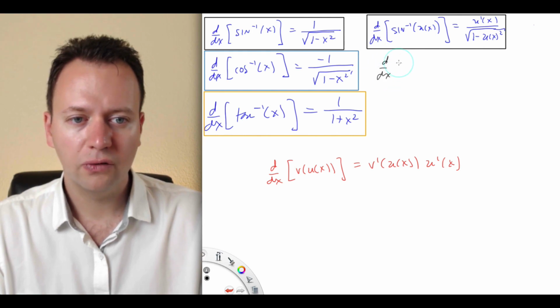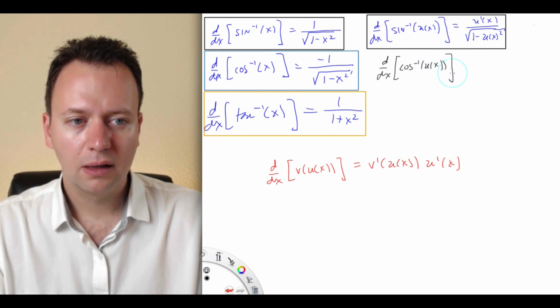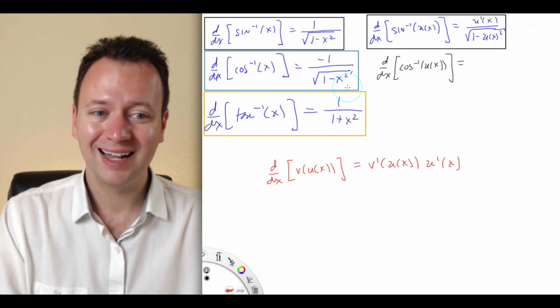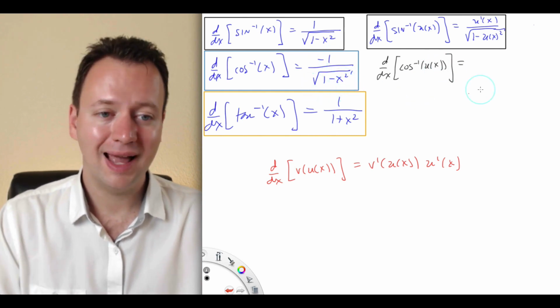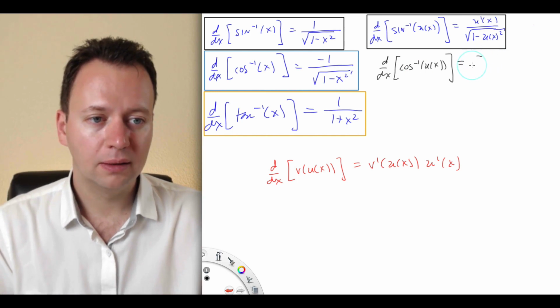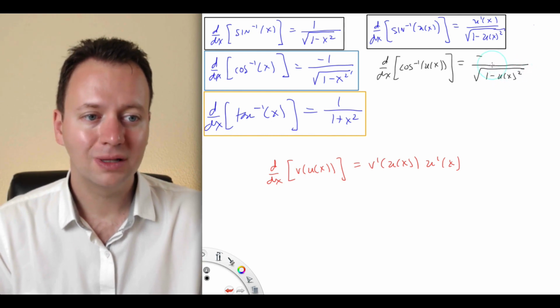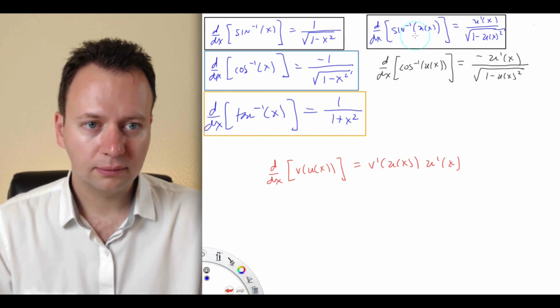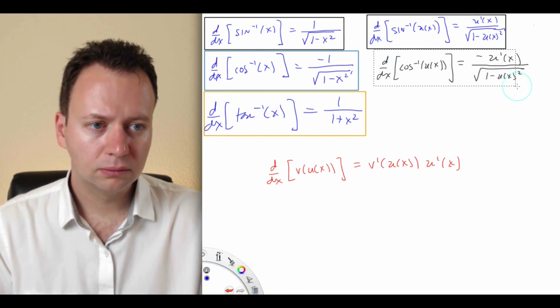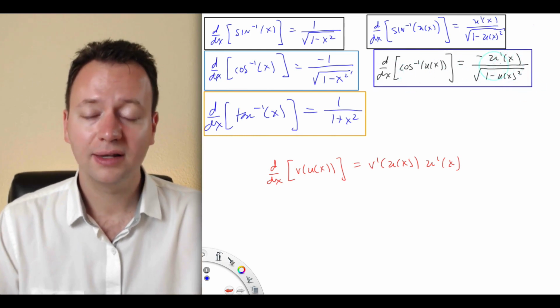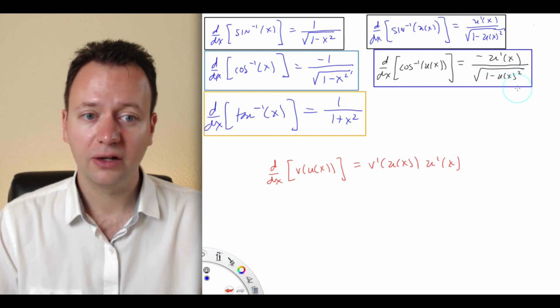So the derivative of arccosine of u of x, well, this is just going to be the derivative of arccosine, which is negative 1 over square root of 1 minus x squared, except the inside function replaces the x. So that's going to equal minus 1 over square root of 1 minus u of x squared times the derivative of the inside, so times u prime of x. So in this case, we get the derivative of arccosine of u of x is equal to minus u prime of x divided by square root of 1 minus u of x squared.